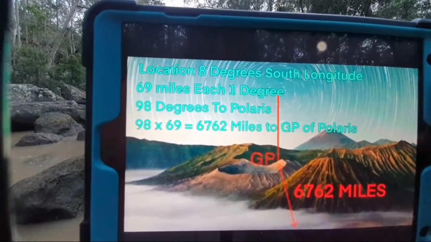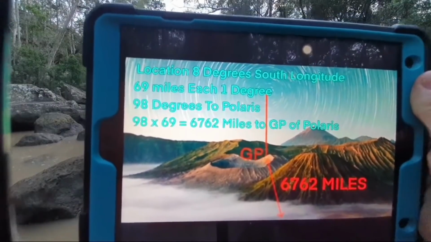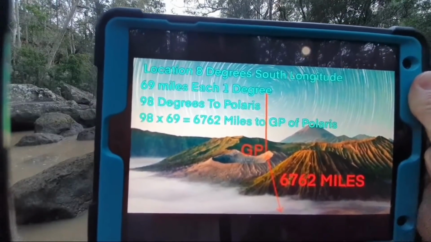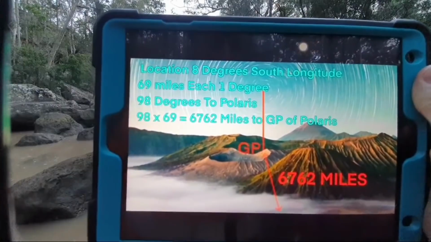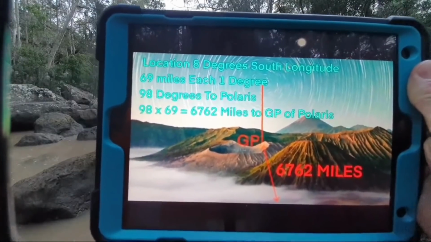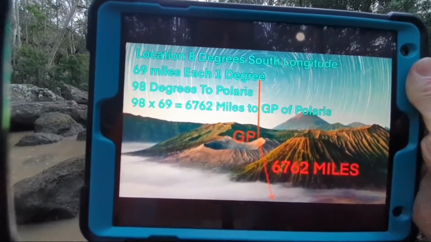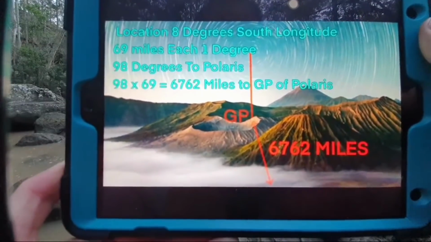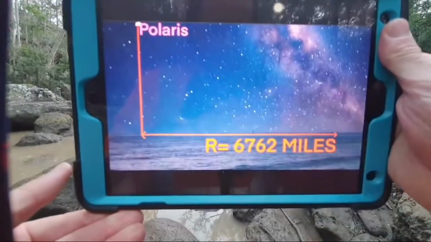So to extrapolate that out, when we're seeing Polaris at 98 degrees from our position, 98 times 69 miles from the observer to the GP of Polaris, which has to be an absolute straight flat measurement, is 6,762 miles to the GP of Polaris from the observer. 6,762 miles of absolute flatness right there.